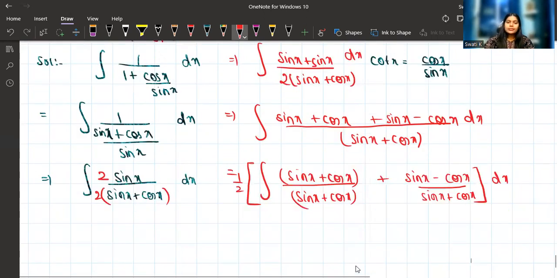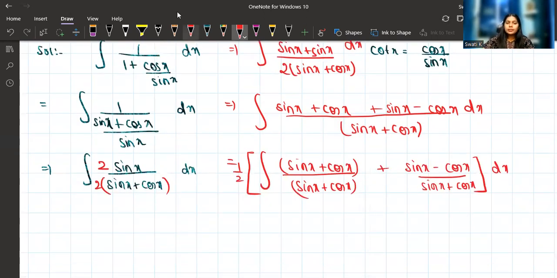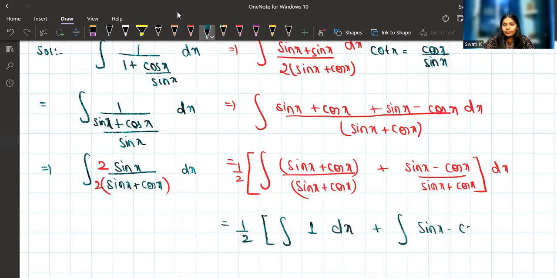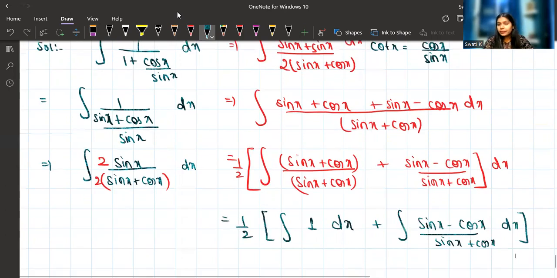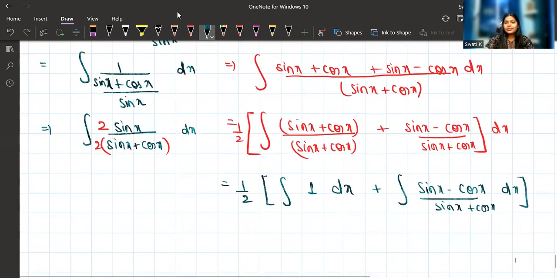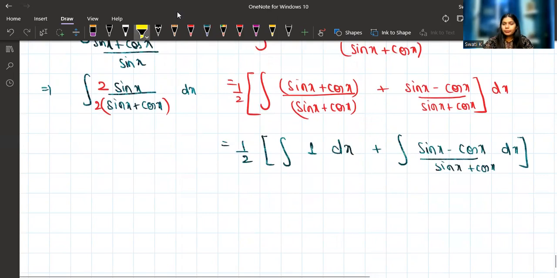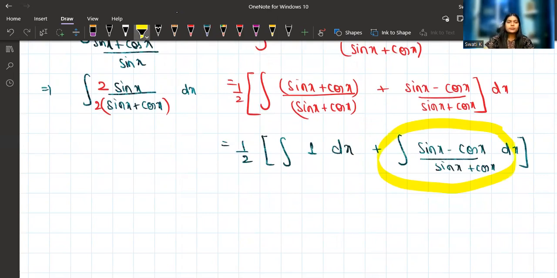Now, simply sin x plus cos x upon sin x plus cos x is nothing but 1. So this will become 1 upon 2, and then integration of 1. If you want, you can distribute the integration. So 1 dx plus integration of sin x minus cos x upon sin x plus cos x dx. Now this looks very complicated, but trust me, it is very simple, because solving this particular part is very simple if you do the substitution.